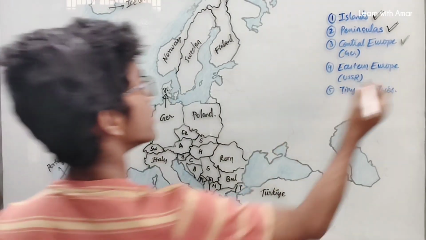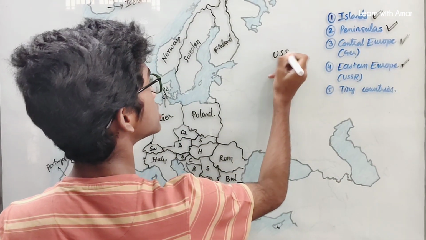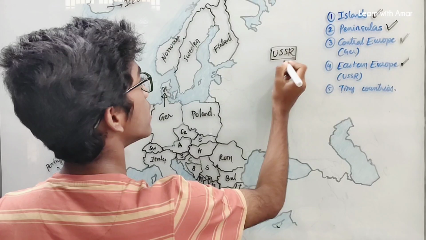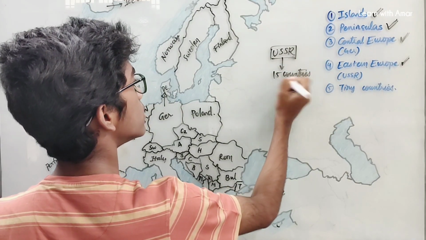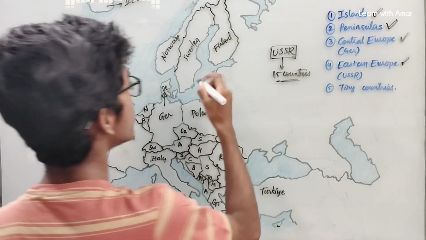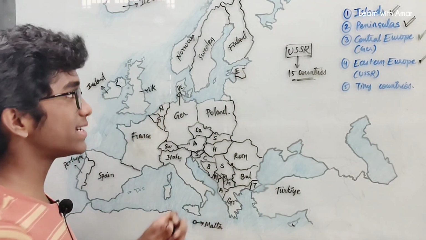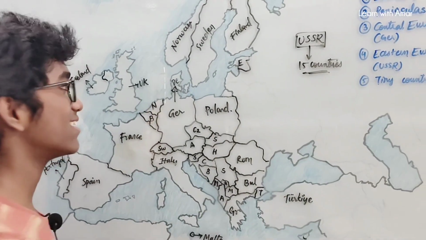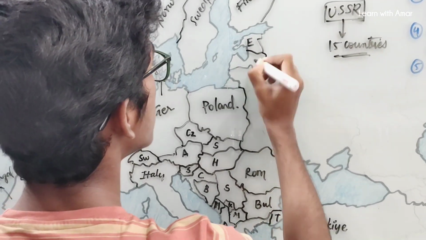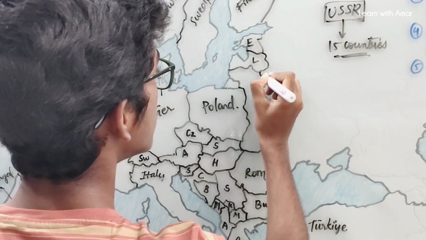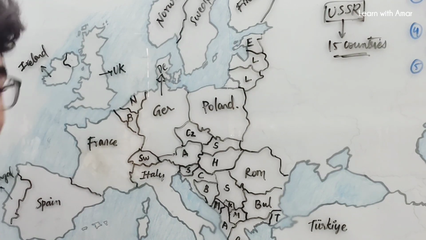Now, next one, Eastern Europe based on USSR. We know that this was previously USSR and it was divided into 15 countries. Among these 15 countries, the first one to get separated was this one. It is Estonia. It got separated from USSR in the year 1988. Next, in the next year, these two countries also got separated. Latvia and Lithuania got separated from USSR in the year 1989.